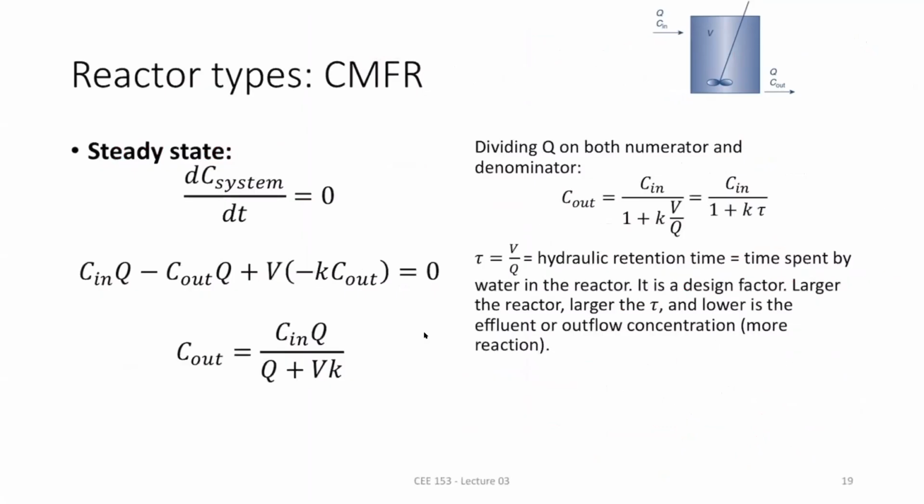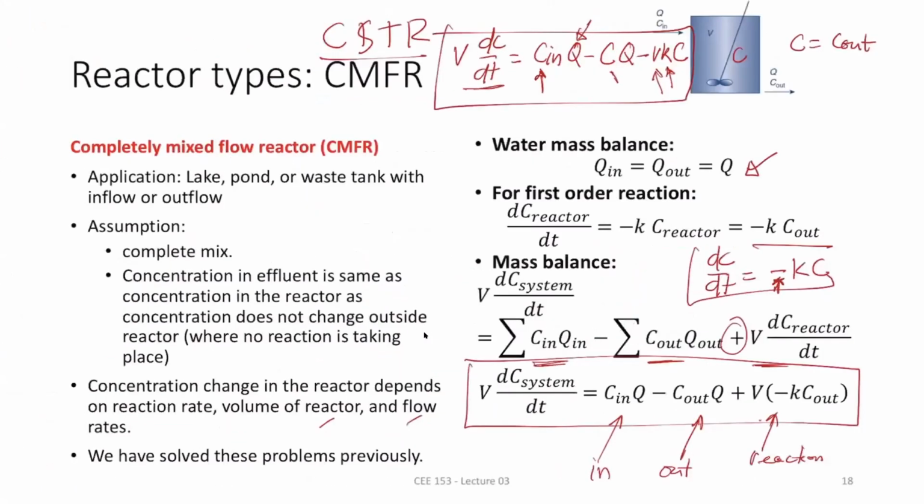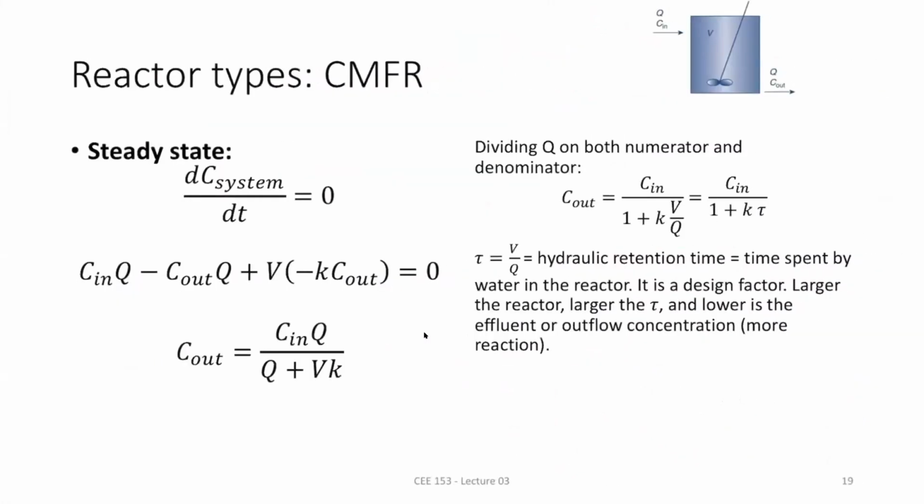That depends on whether it's steady state or unsteady state. Let's solve it for steady state. Steady state means concentration doesn't change with time. So that means this first term will be all zero. This term is zero, so everything on the right-hand side becomes equal to zero. When you put in this value, you solve for C out.